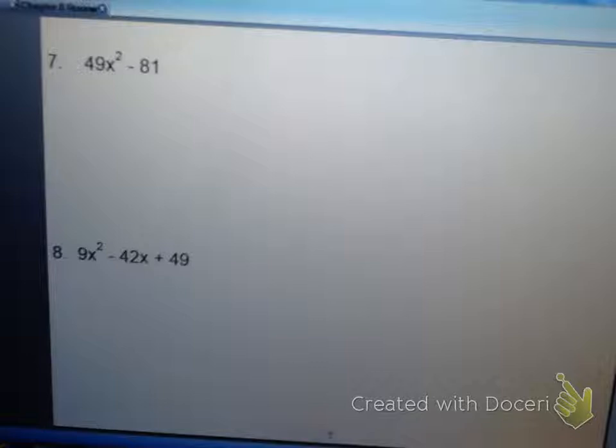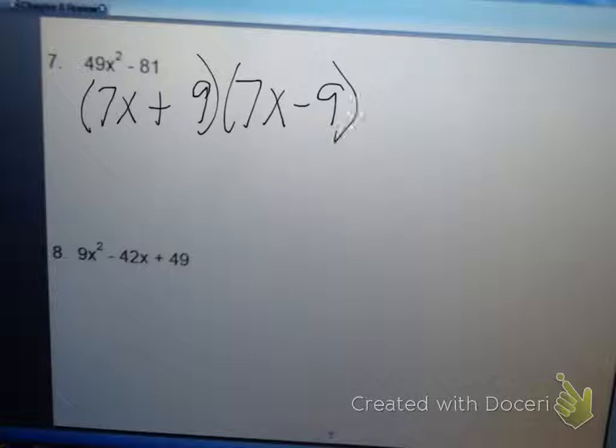Number 7, 49x squared minus 81. That's a difference of two perfect squares that factors into 7x plus 9 times 7x minus 9.